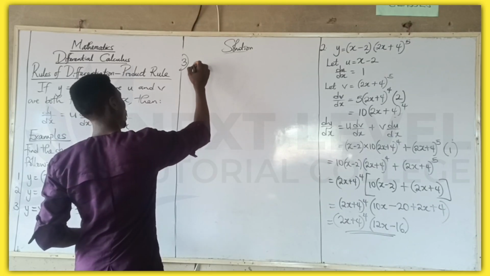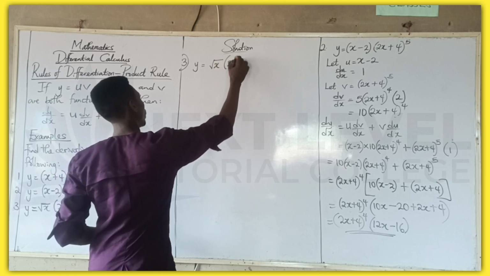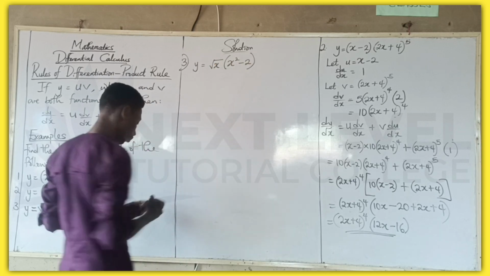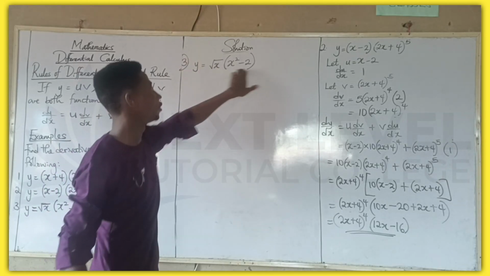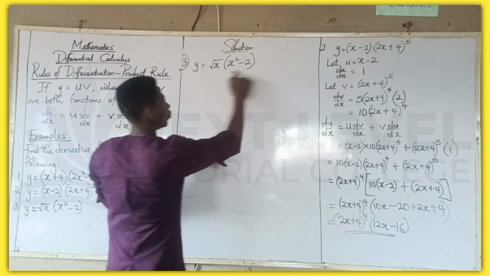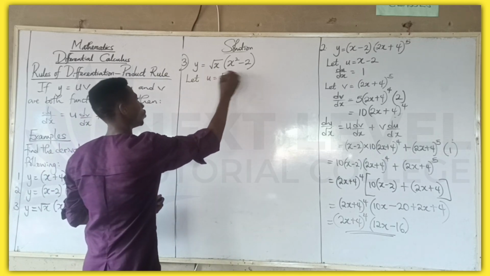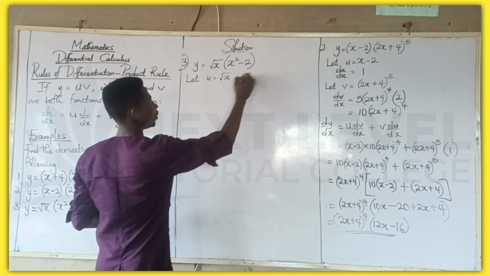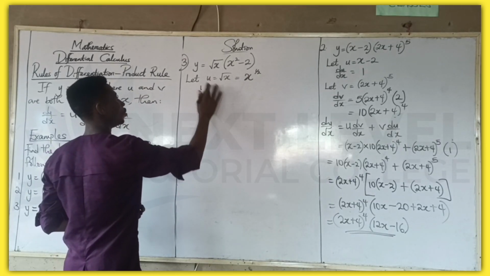For number 3 now, we have y equals root x into x squared minus 2. So this on its own is a function of x. It is multiplying this. So I'm going to take them separately, and this will be u, this will be v. So we say let u be equal to root x, and this can be written as x raised to the power half. So what will be du dx?